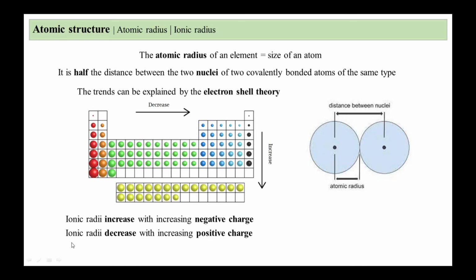Here we can see that the ionic radius decreases with increasing positive charge. To make positive ions, we remove electrons from the atom and keep the same charge in the nucleus. This makes the electrostatic forces stronger. So the ionic radii for positively charged cations will be small.